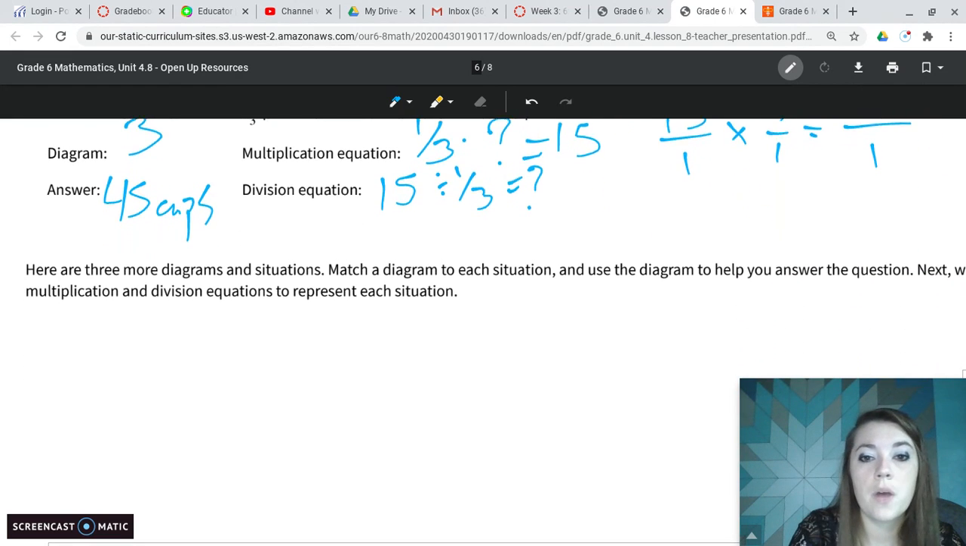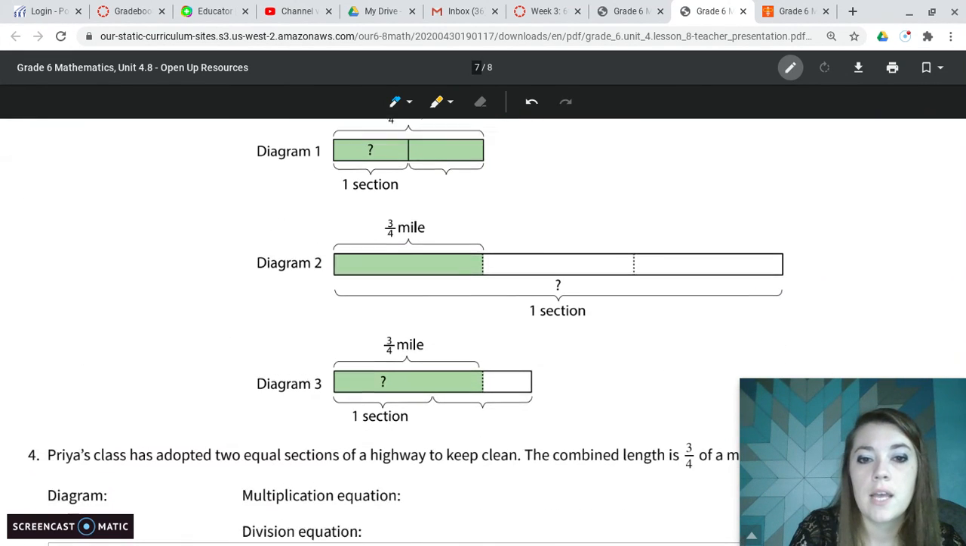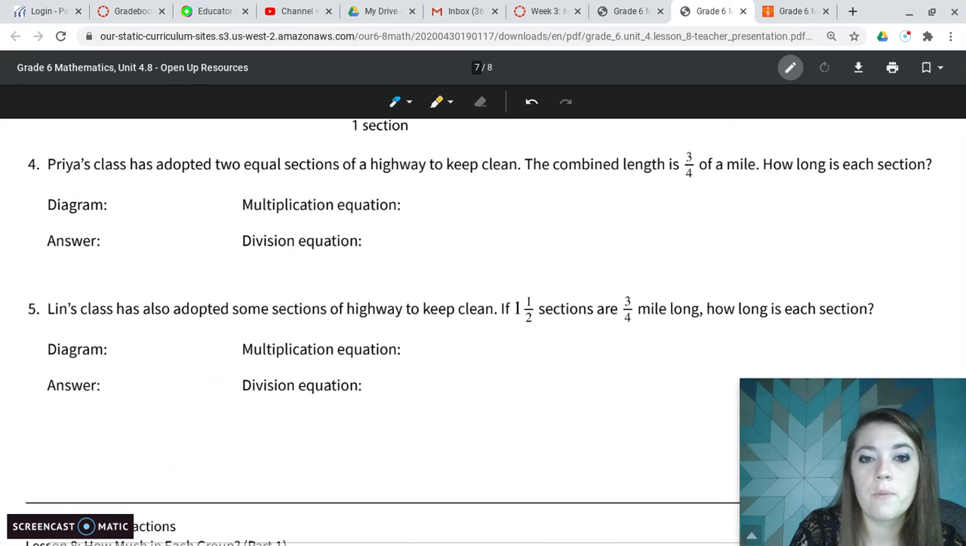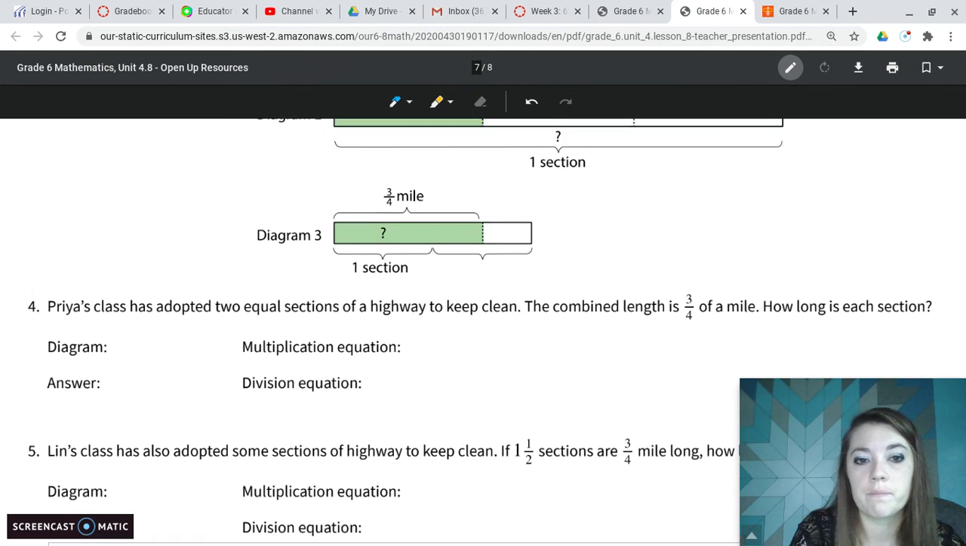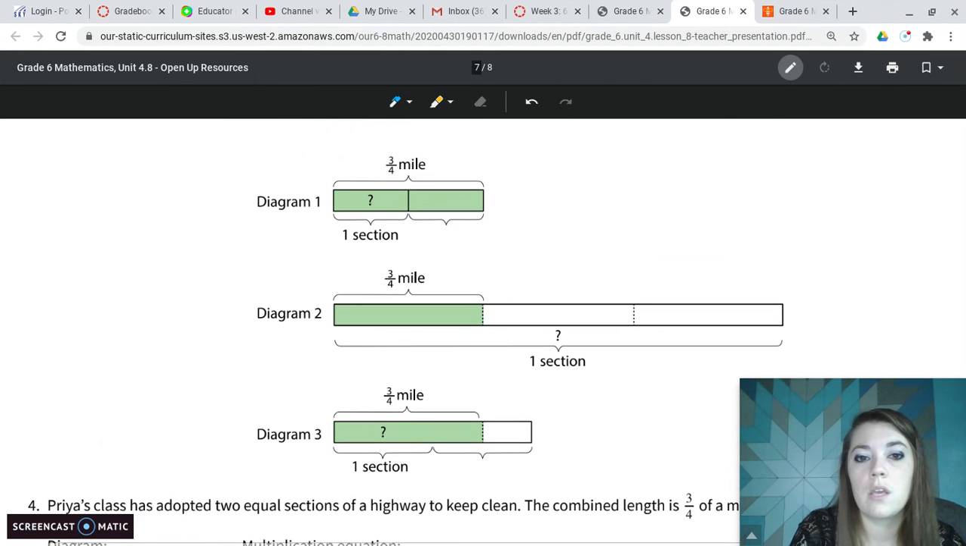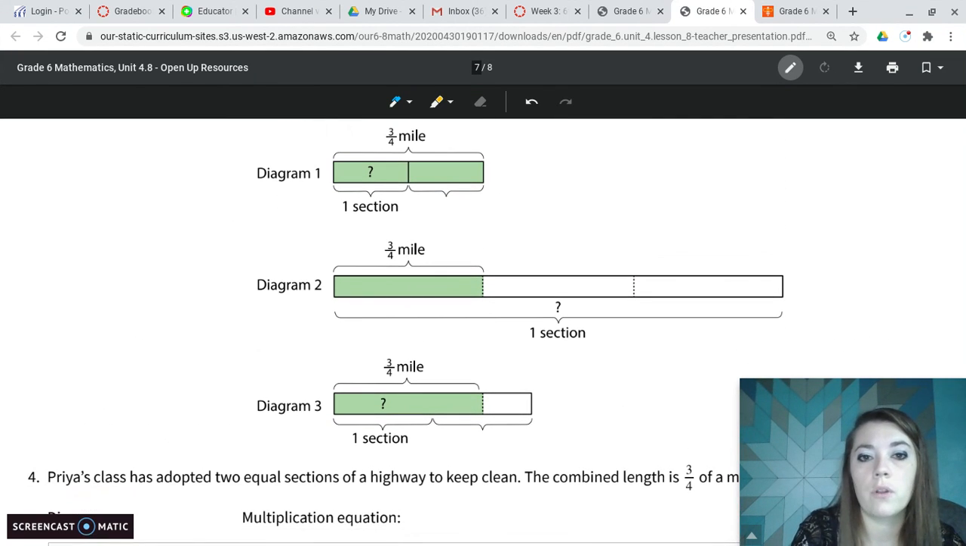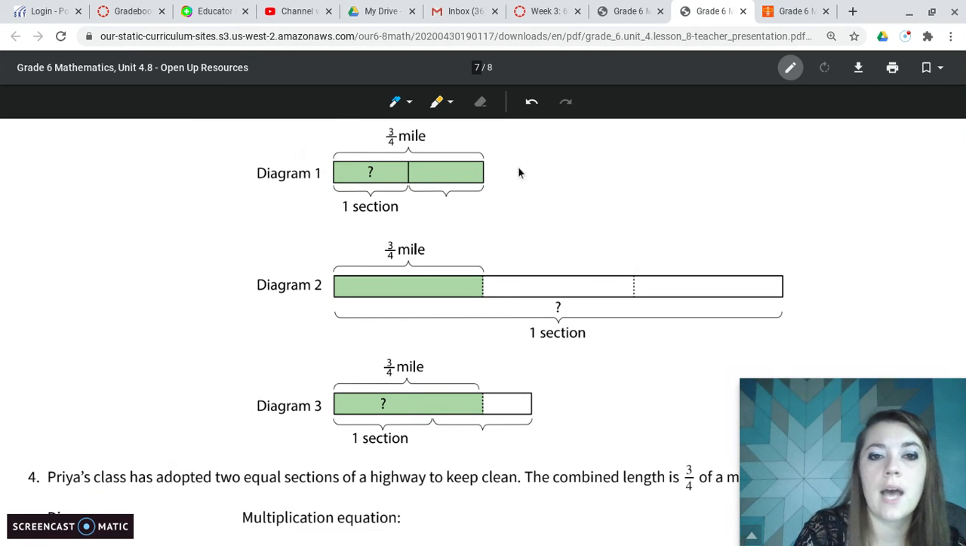So our next one, same thing. We've got the different diagrams, and then we're going to pick which one goes with the situation. Priya's class has adopted 2 equal sections of a highway to keep clean. The combined length is 3/4 of a mile. How long is each section? So 2 equal sections, total of 3/4. That'd be our diagram 1.